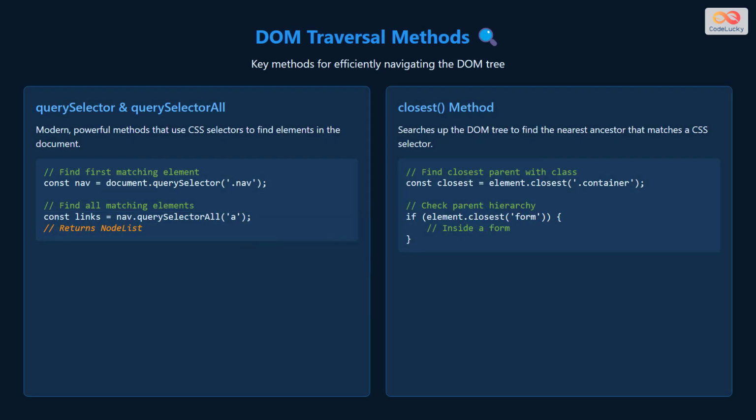Let's now discuss some key methods for navigating the document object model. querySelector and querySelectorAll are modern and powerful methods that use CSS selectors to find elements in the DOM. querySelector returns the first element that matches the specified CSS selector, whereas querySelectorAll returns a node list of all elements that match the CSS selector. The closest method is used to traverse upwards in the DOM tree to find the nearest ancestor that matches the given CSS selector. If you are looking for an element inside the hierarchy of a specific form element, then you can easily check using the closest method.